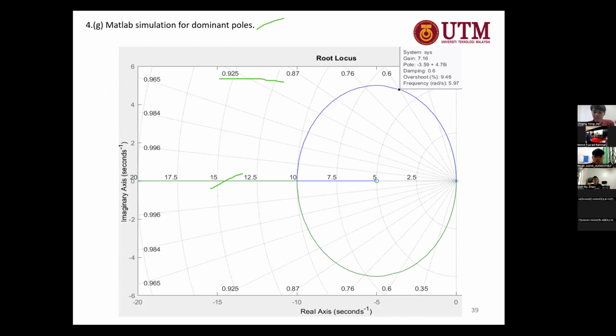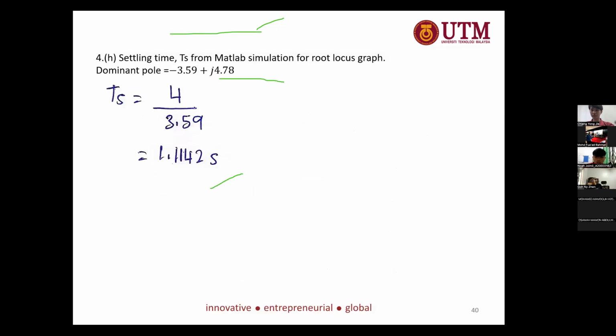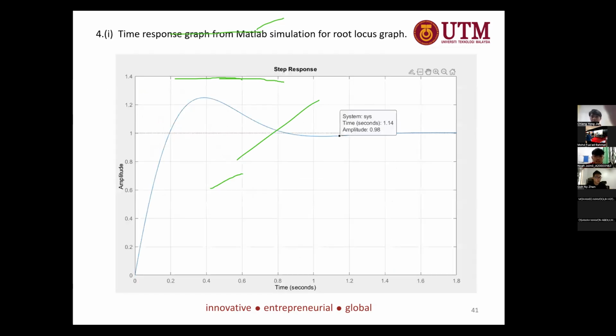This is the MATLAB simulation for the dominant poles. When I do the MATLAB simulation, I find the value of the dominant pole is slightly different from my manual calculation because of the decimal point that I have used. Next. This is the time response graph from the MATLAB simulation. This is my settling time. Next.